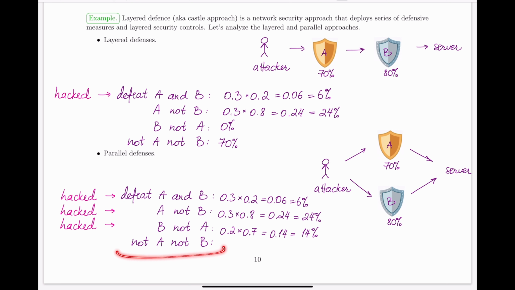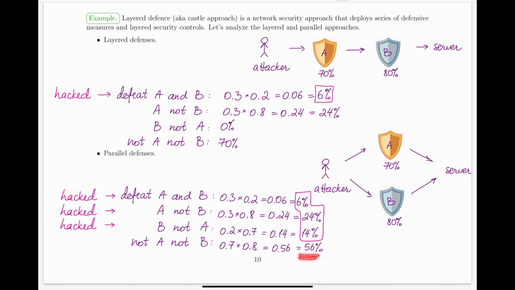And finally, the only time that the attacker is not going to be able to get through this to the server is being able to neither defeat A nor B, which will happen 70% of the time with A, they're not going to be able to get successful, and 80% of the time with B, they're not going to be able to get successful, which will happen 56% of the time. Okay, so comparing overall, hacking in the layered defenses approach happens 6% of the time. Hacking in the parallel defenses approach happens 6 plus 24 plus 14% of the time.